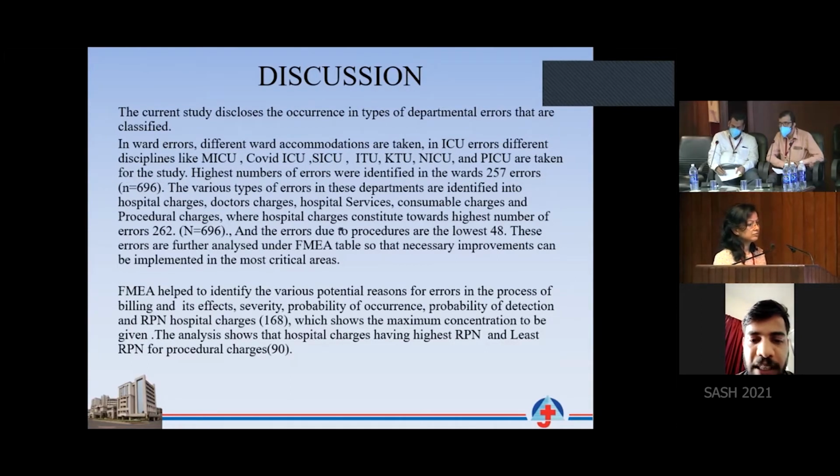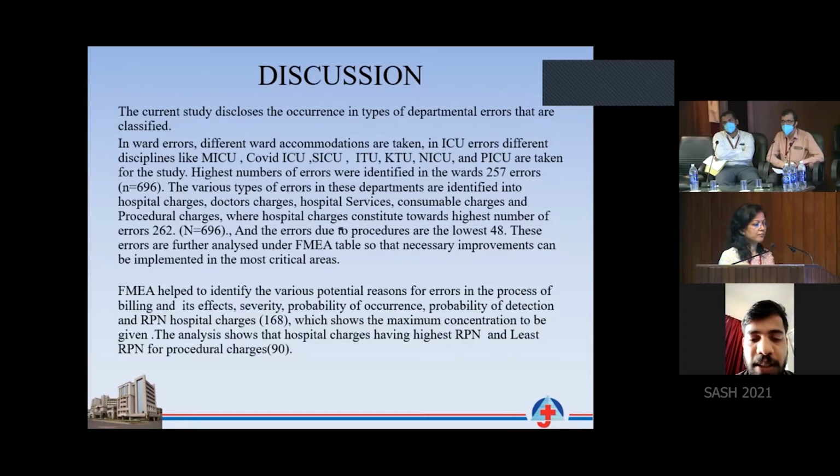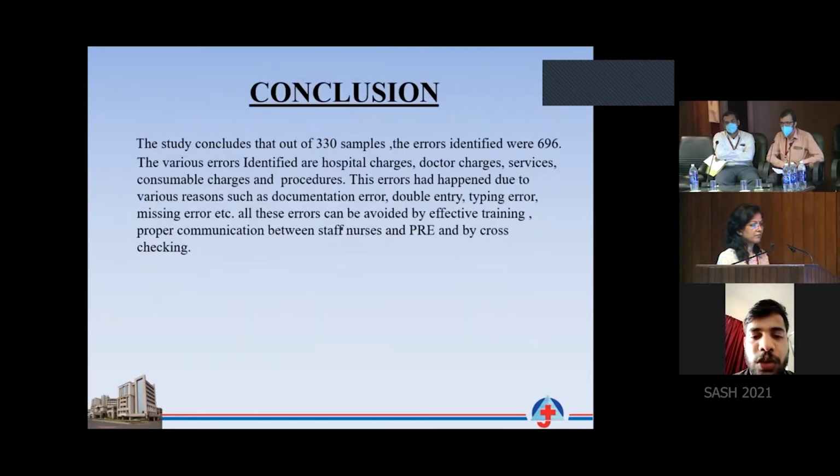These errors are further analyzed under the FMEA table, and necessary improvements can be implemented in the most critical areas. Failure mode effect analysis helps to identify the various potential reasons for the errors in the process of billing and its effect, severity, probability of occurrence, probability of detection, and RPN. Hospital charges have 168, which shows the maximum concentration to be given. The analysis showed that hospital charge has the highest RPN and procedural charges the least RPN, that is 90. Next, the study concludes that out of 330 samples, the errors identified were 696.